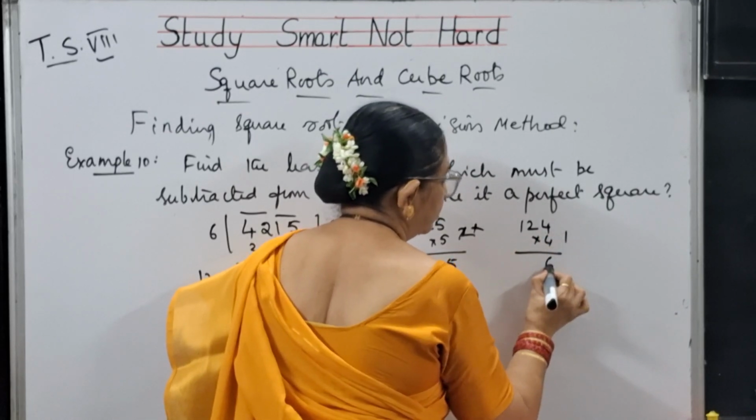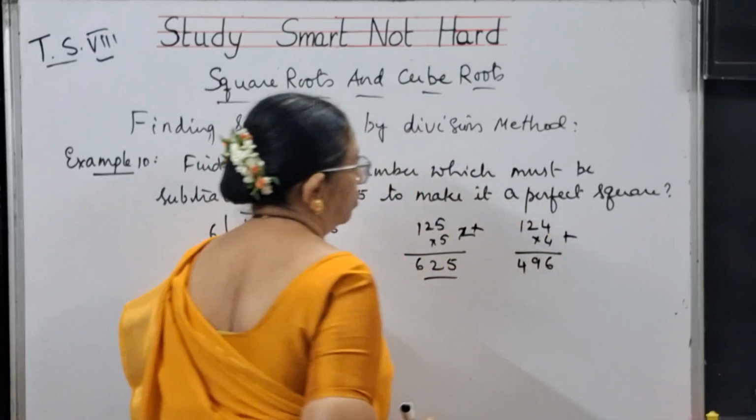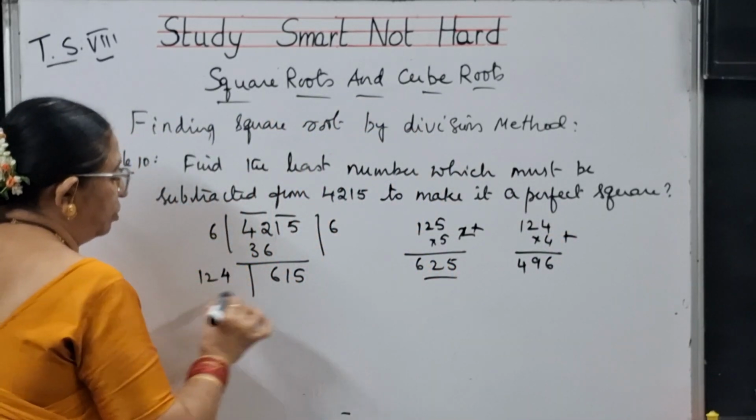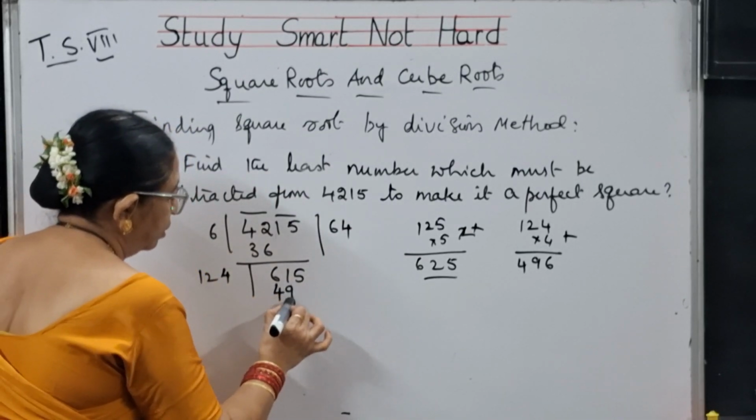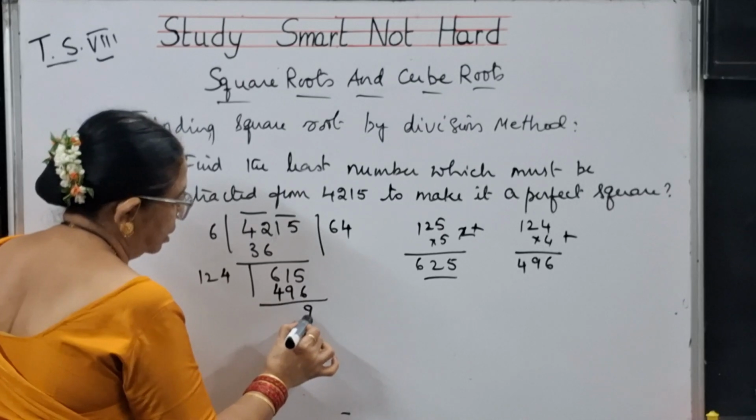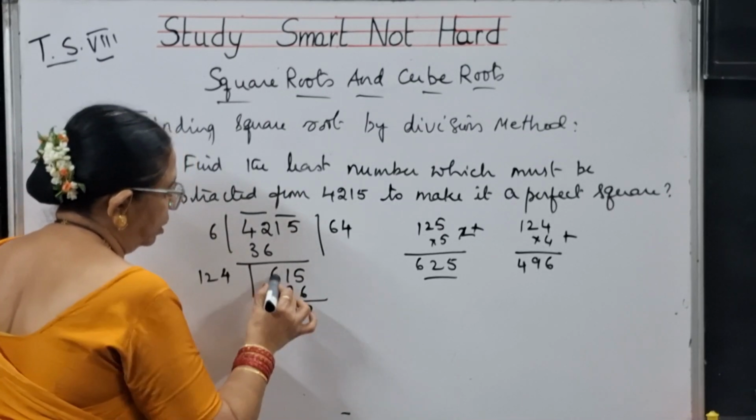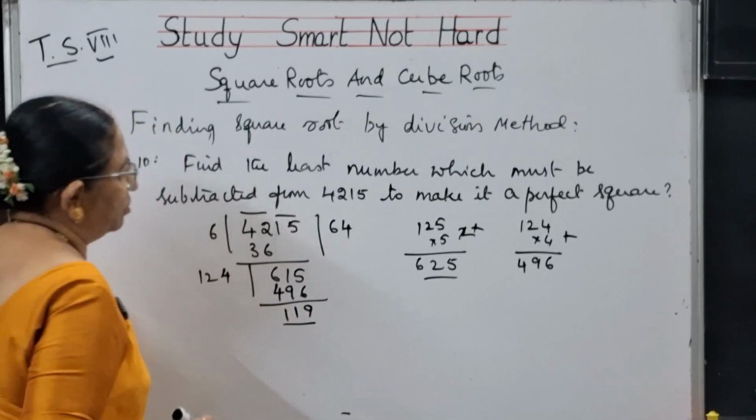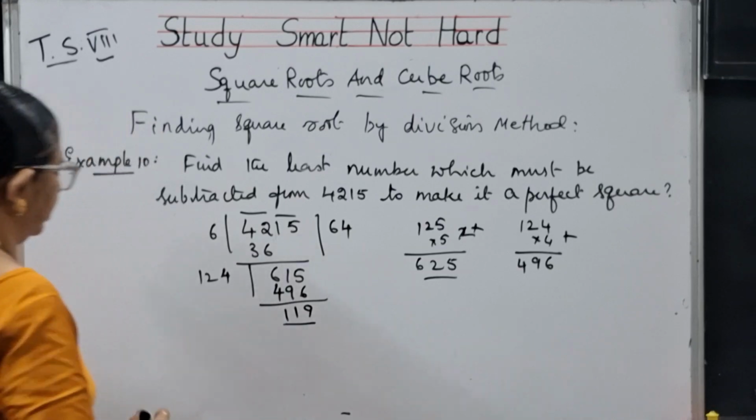4 fours are 16, 4 twos are 8, 1 9, 4 ones are 4. So I should take 1, 2, 124 here, 64 here. What am I getting? 4, 96. So when I subtract, I'll be getting 9 here, and 10 minus 9, 1 here, 5 minus 4, 1. So this is the number which is more here to make it a perfect square.